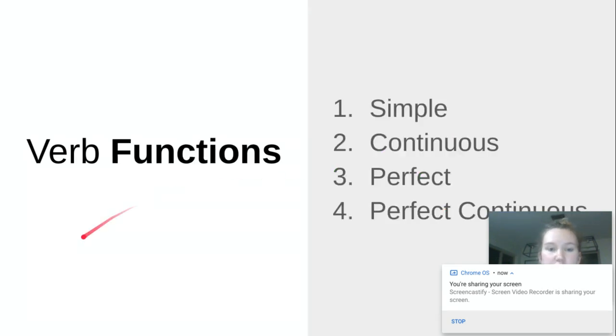Okay, this is the new part. I want you to please write this down. You can pause the video or stop the video if you need to, and write down verb functions. This word right here is pronounced functions, and there's four of them. Simple, continuous, perfect, and this last one is perfect continuous, as you can see here. So please pause the video and write these four down.